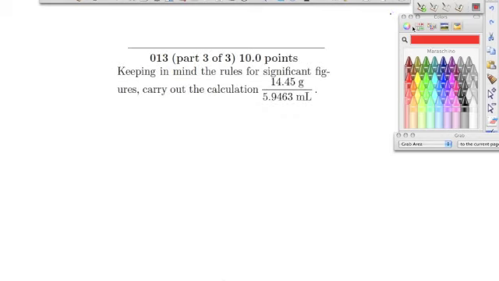It says, keep in mind the rules for significant figures and carry out the following calculations. Now what we can see here is we have division, okay, and division and multiplication are the same. When we're dividing or multiplying using significant figures, we will always use the least number of significant figures. So in looking at both the numerator and denominator, we see that the numerator has 1, 2, 3, 4 significant figures, and the denominator has 1, 2, 3, 4, 5 significant figures.